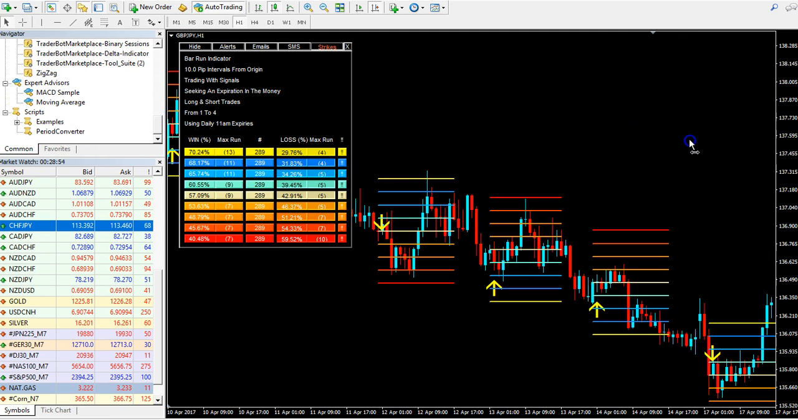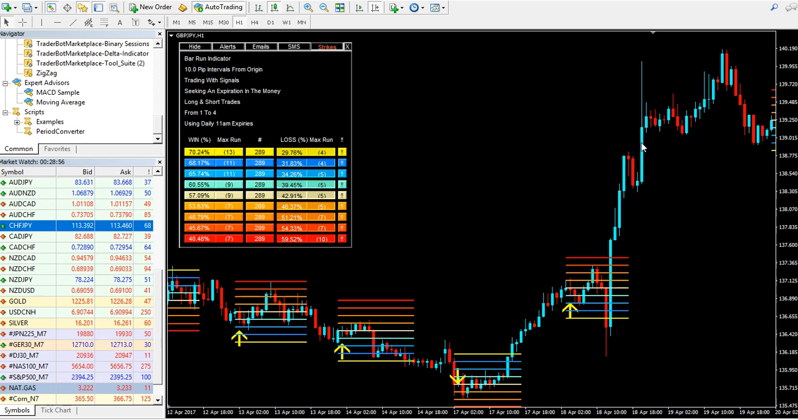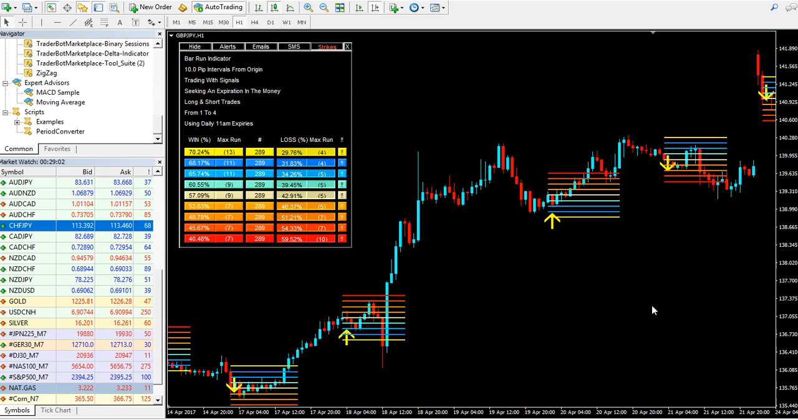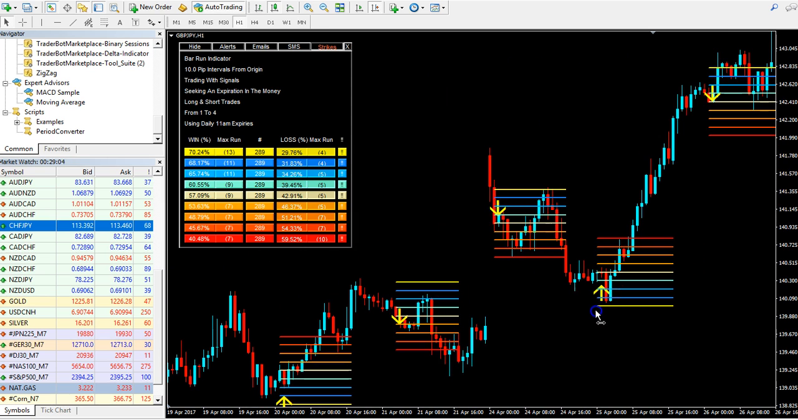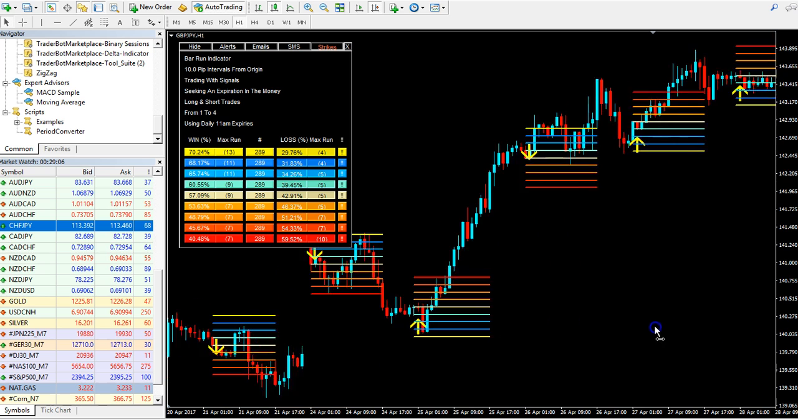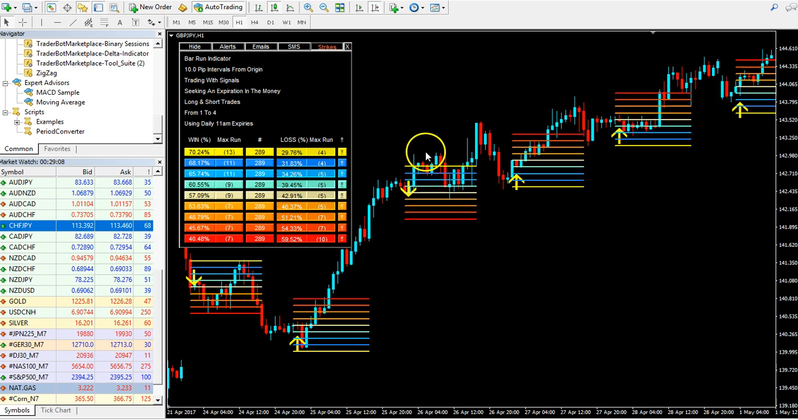Now let's scroll through here and see what they look like. This trade here was a loss on all three, ITM, ATM, and OTM. So this was a total loss on everything, this signal right here.